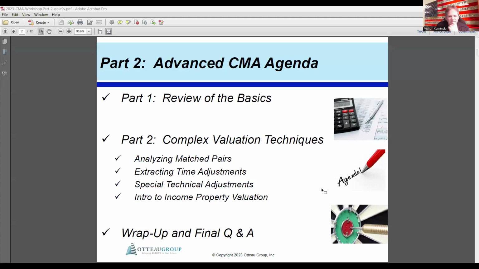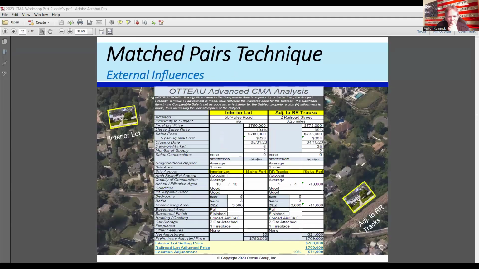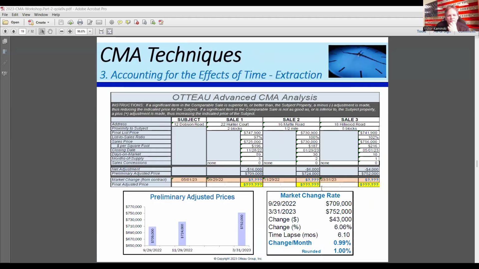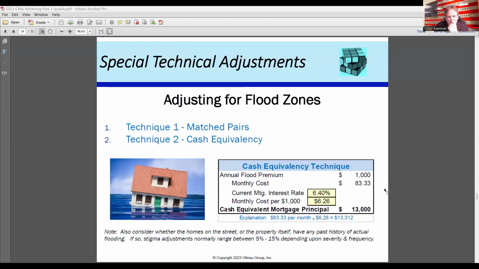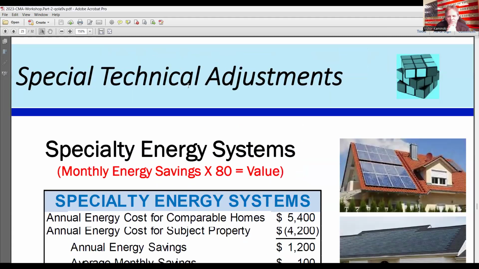So in something like this, you see I'm trying to find the information about solar panels. Here, making adjustments. How do you make an adjustment for it being in a flood zone or not? Here, see, they got these little things for you to work out and figure out. There we go. For the solar panels, you guys can see this, right?